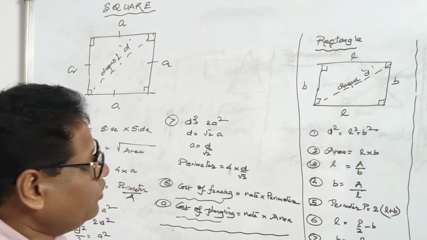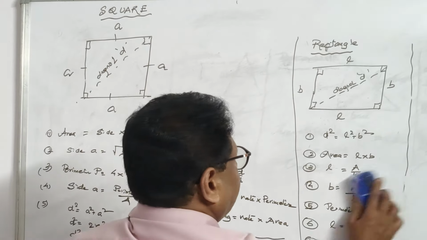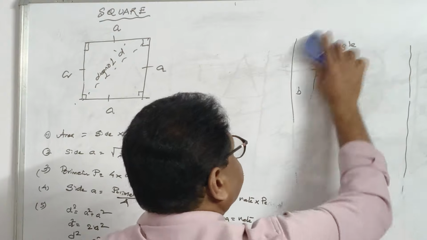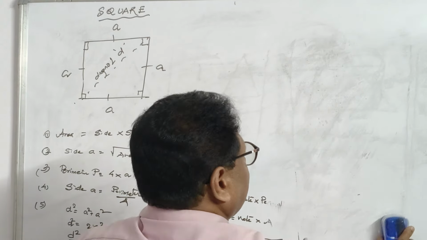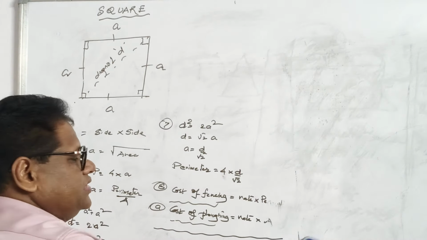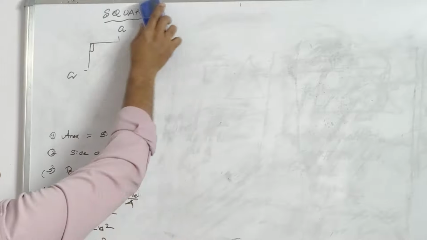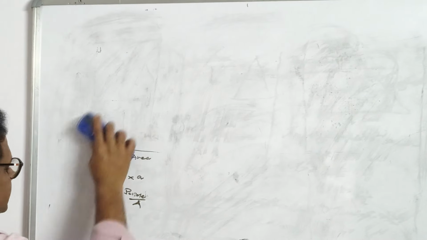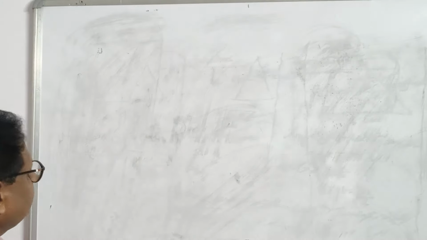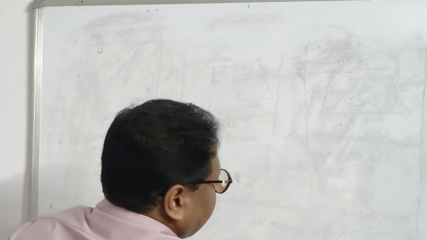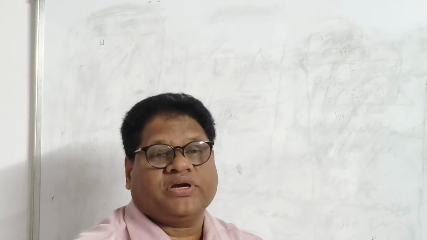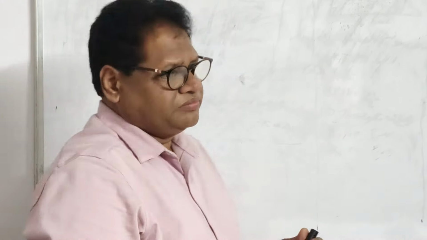Now we are going to discuss parallelogram. You know, a parallelogram is a four-sided figure, but in this only the opposite sides are parallel and they are equal, but they are different from rectangle and square. Why? Because in a parallelogram we are not supposed to take each angle 90 degree.